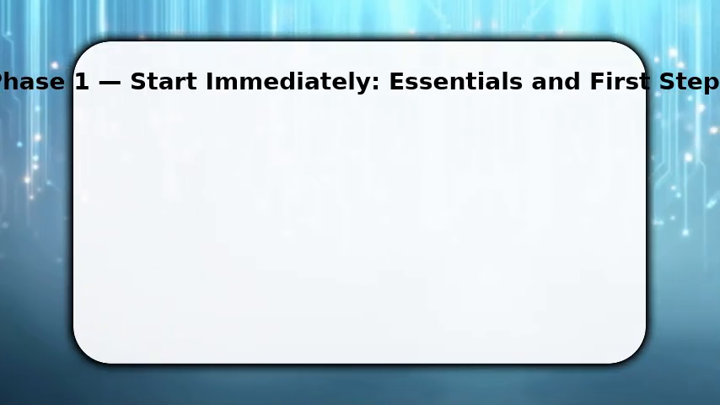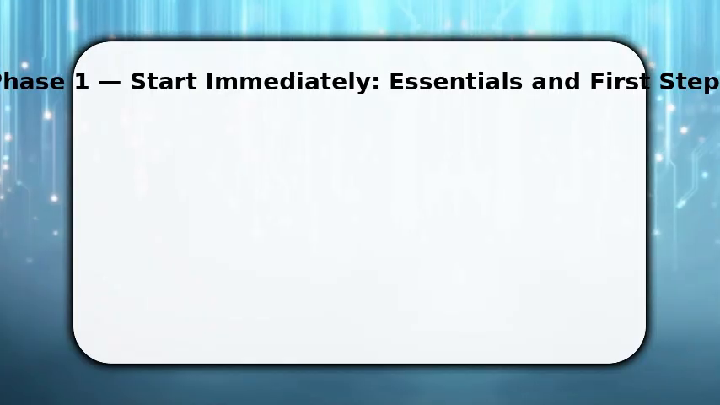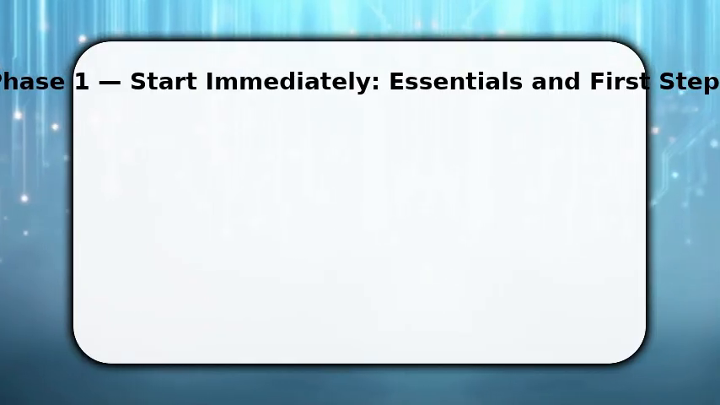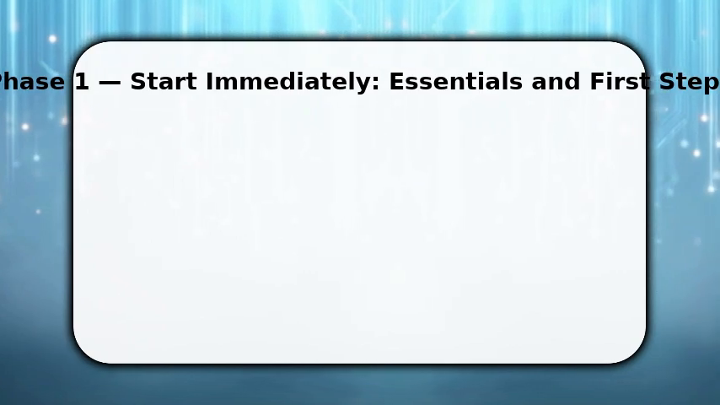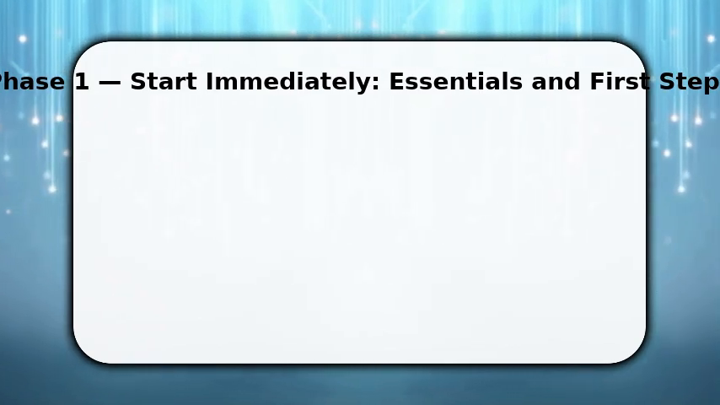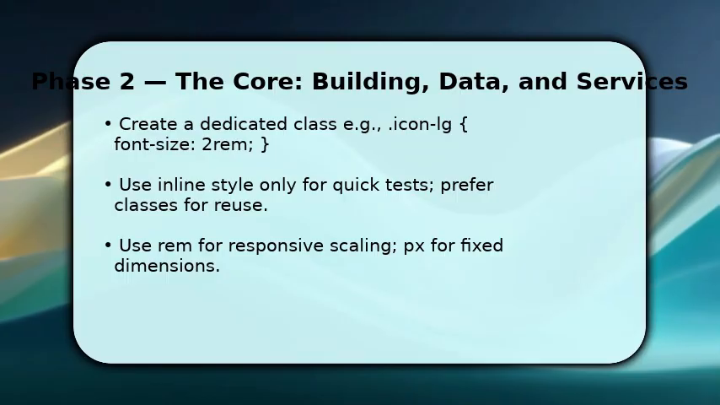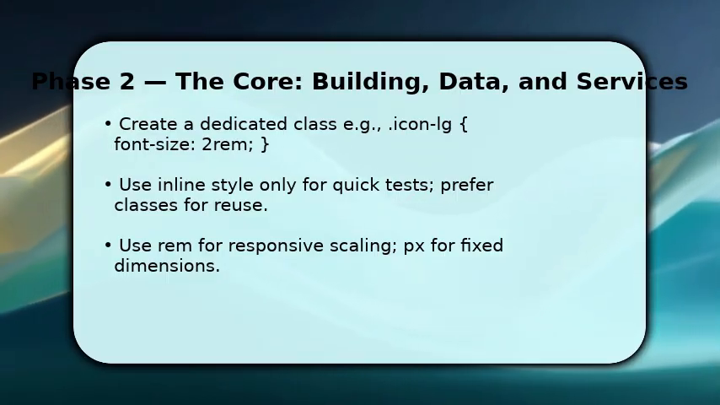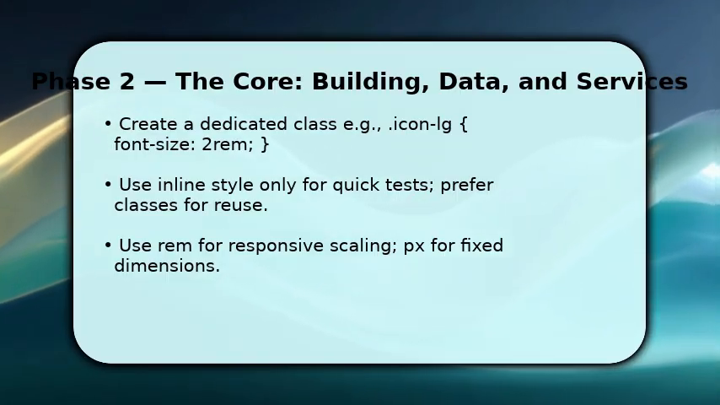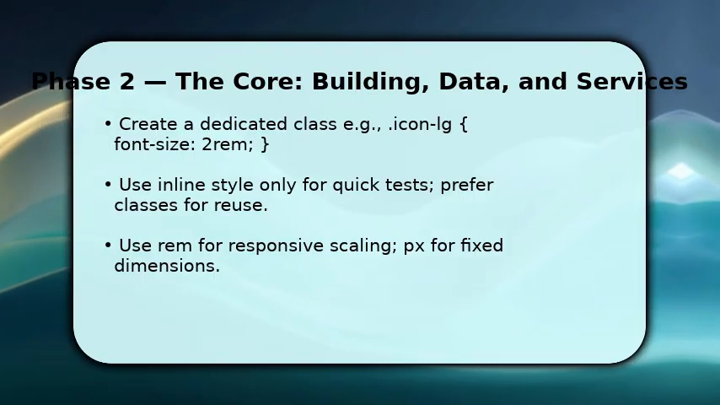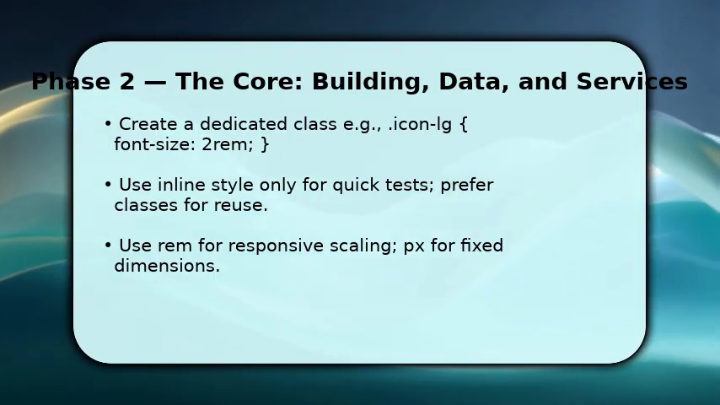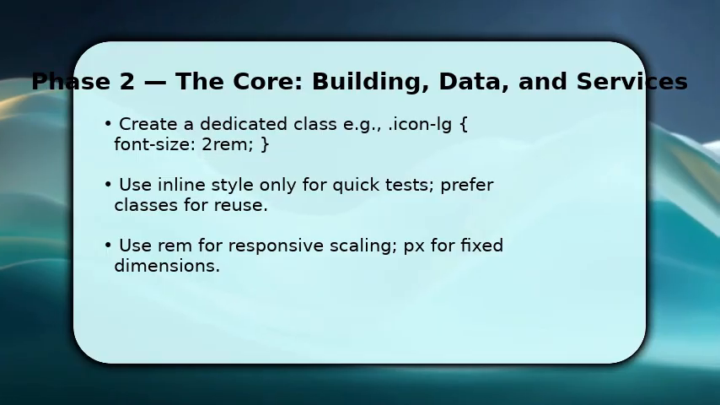Once done, you'll see the icon scale cleanly because you are altering the typographic size rather than an image property. You continue by encapsulating size in CSS. Make a reusable class like .icon-lg { font-size: 2rem }, and apply it to any I or span with the Font Awesome class. This keeps markup clean, and once done, switching sizes is simple.